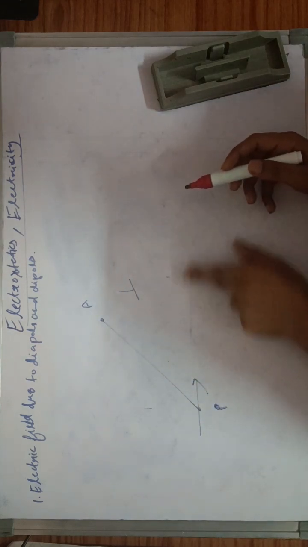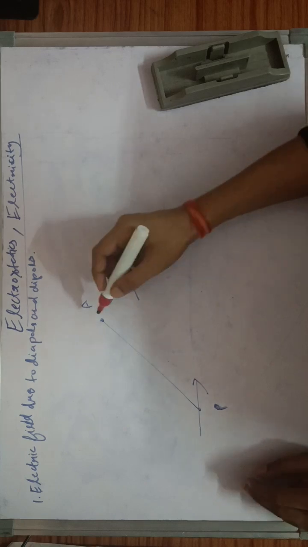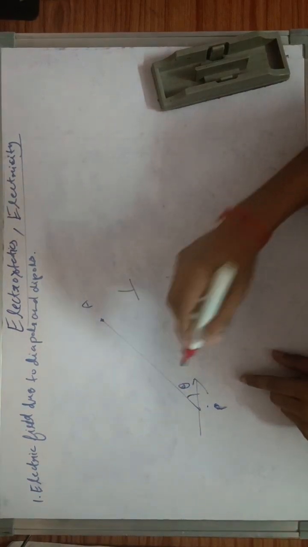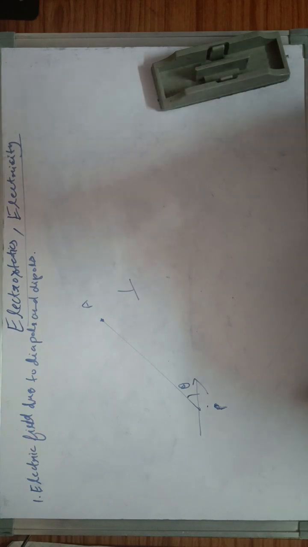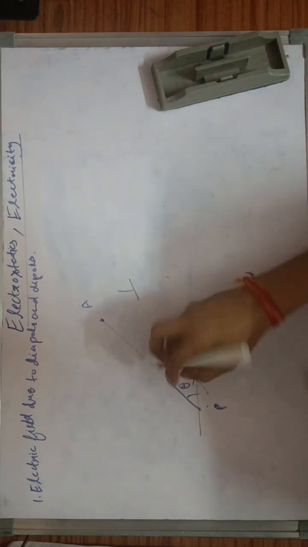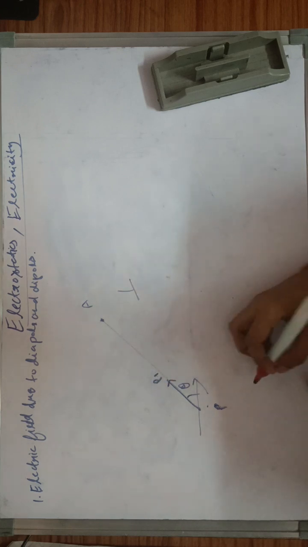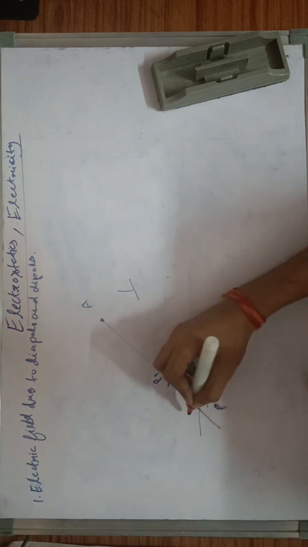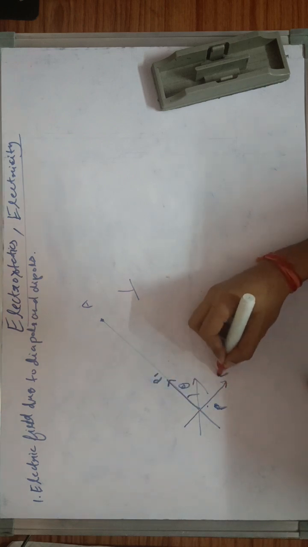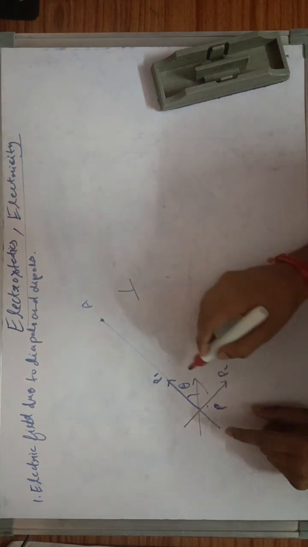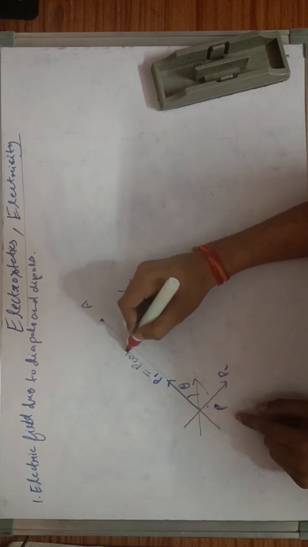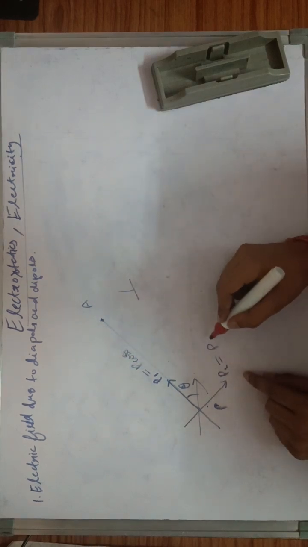So how do I calculate the electric field at this point due to this dipole moment vector, which is making theta angle here? So in this case, what I can do is that I will take one component of this vector in this direction, let's call it P1, and another component of this vector perpendicular to P1, which is P2. Now this P1 will become P cos theta, and this P2 will become P sin theta.